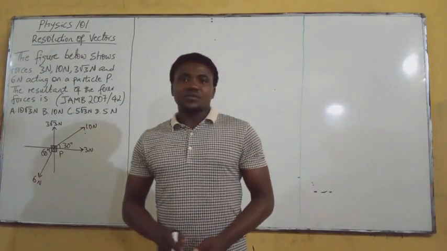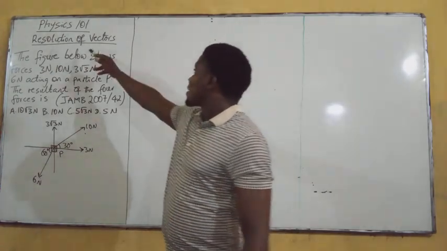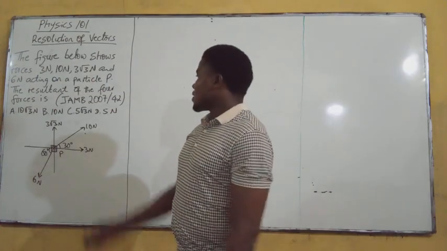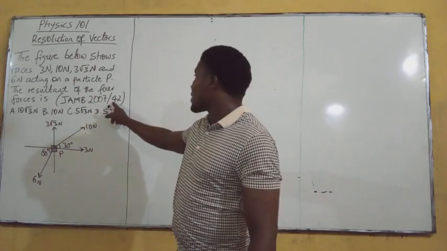Good day, students. Today we'll be looking at a topic in physics known as vector resolution, or resolution of vectors. Look at the shape there. This is JAMB 2007 question number 42.